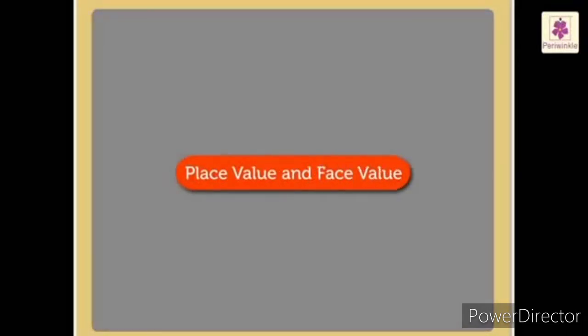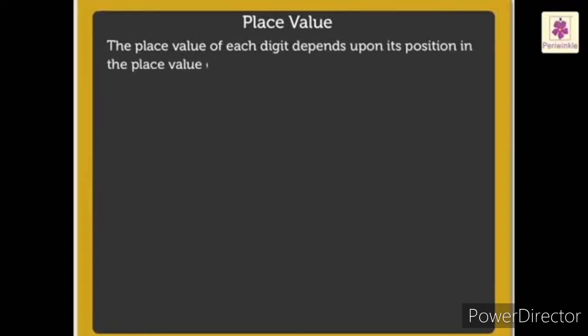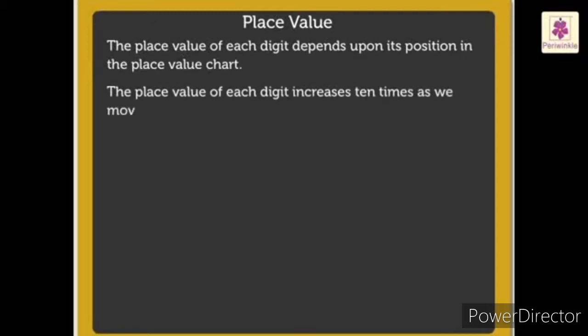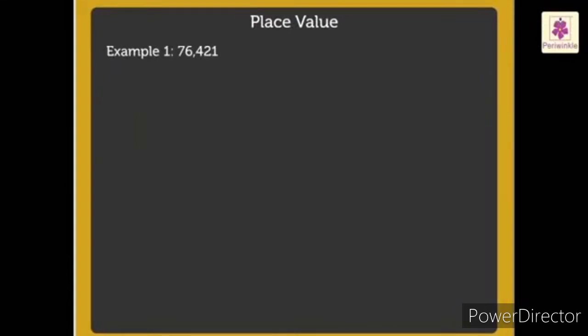Today, let us learn about the place value and face value of the digits in a number. So, let's begin. First, let me tell you about the place value of a digit. The place value of each digit depends upon its position in the place value chart. The place value of each digit increases 10 times as we move from the right to the left. Let us understand this with the help of an example.